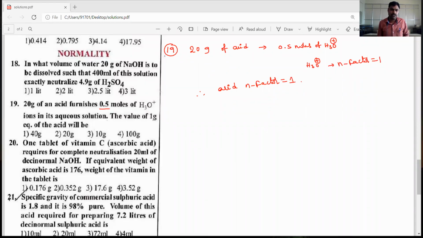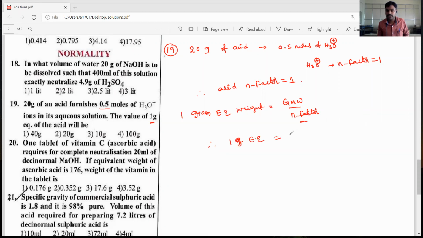What is the value of 1 gram equivalent weight of acid? They asked for 1 gram equivalent weight. What is the gram equivalent weight formula, dear students? Gram molecular weight by n factor. Gram equivalent weight is nothing but gram molecular weight by n factor, but the n factor is equal to 1. So therefore 1 gram equivalent weight.